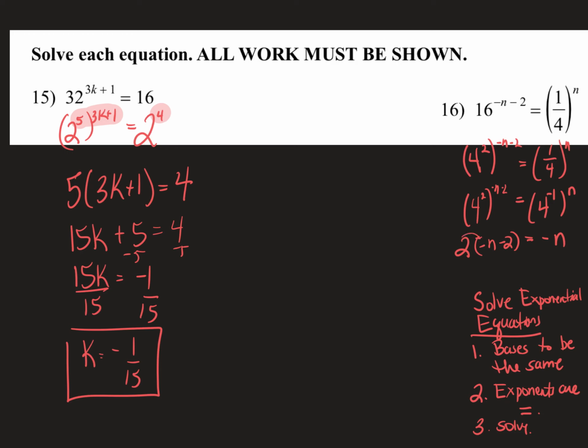So distribute on the left. Negative 2n minus 4 equals negative n. Add 2n to both sides. So negative 4 equals n. That's the answer to number 16.